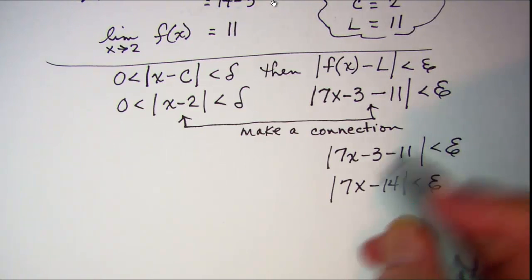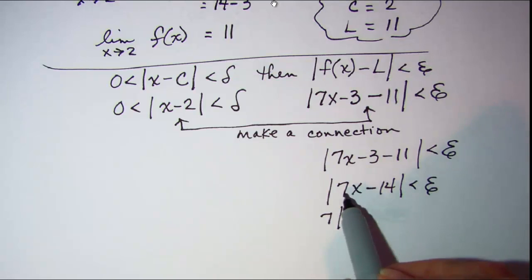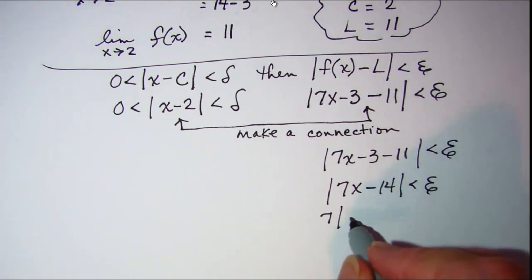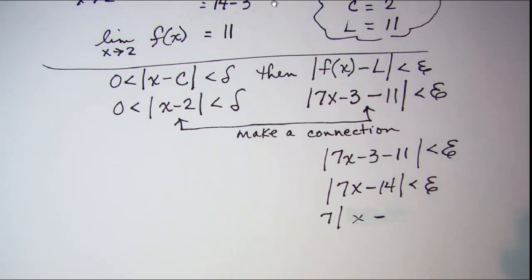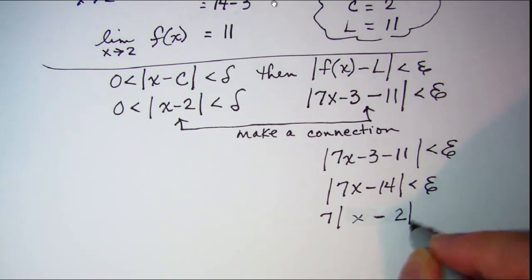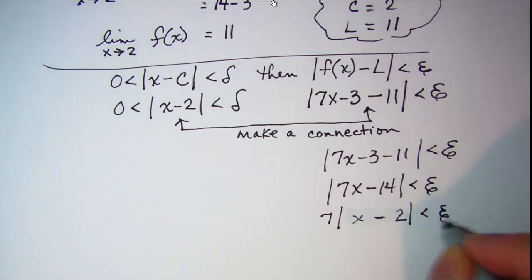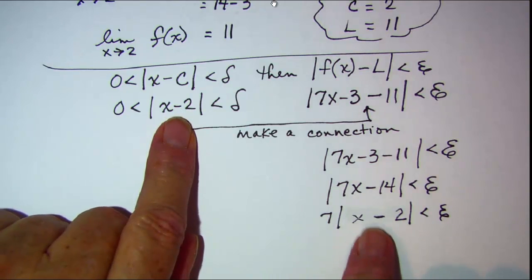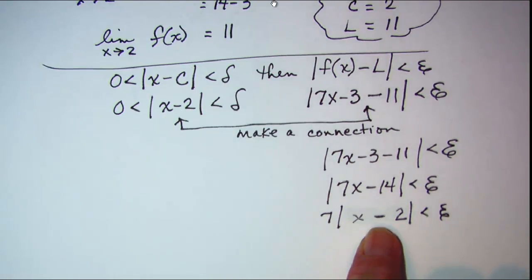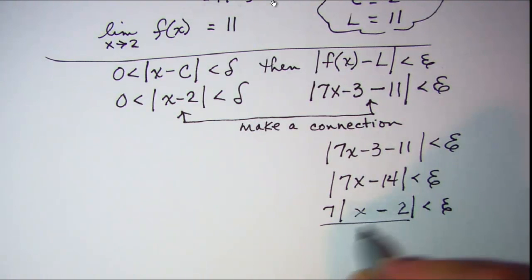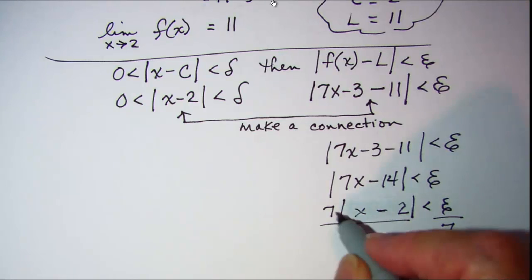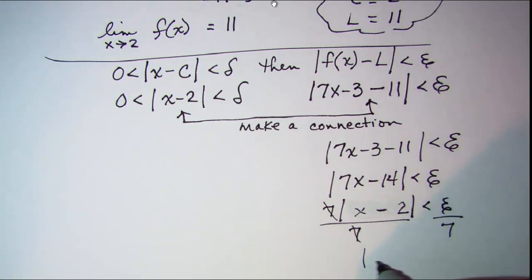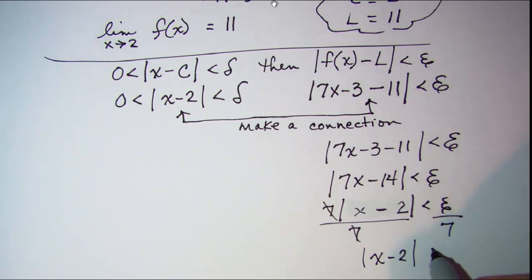Now we can factor out a 7. So if we factor a 7 out of this term, we're left with x, and factor 7 out of this term, we're left with 2, and that's less than epsilon. Now notice that we have an absolute value of x minus 2 here, and we have an absolute value of x minus 2 here. So let's divide both sides by 7. These will cancel, and I have absolute value of x minus 2 is less than epsilon divided by 7.